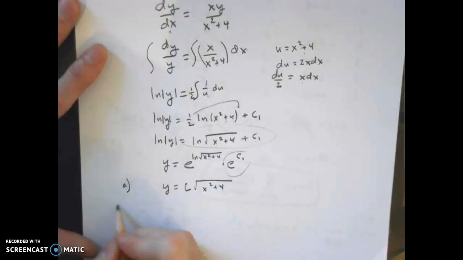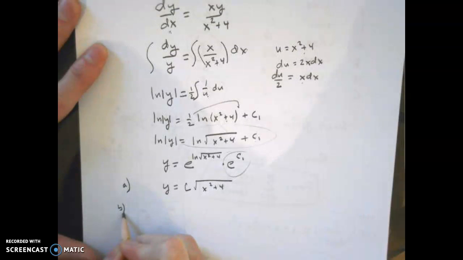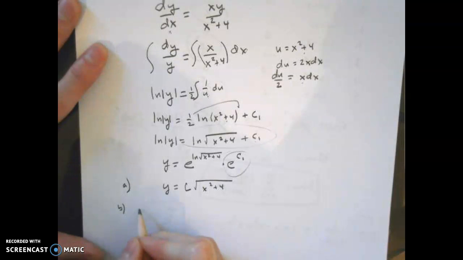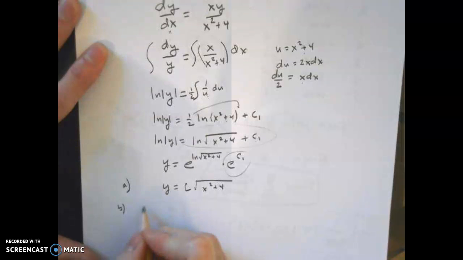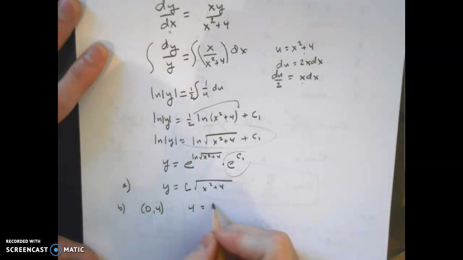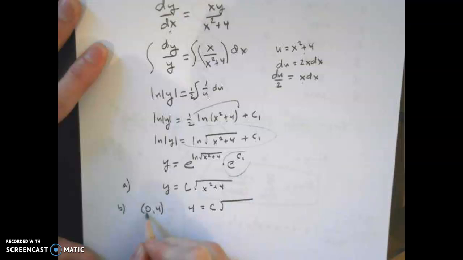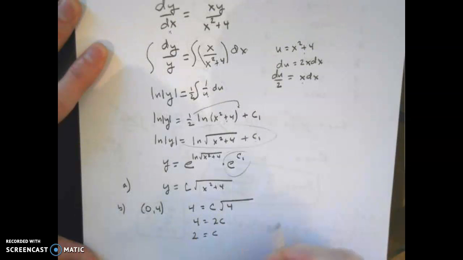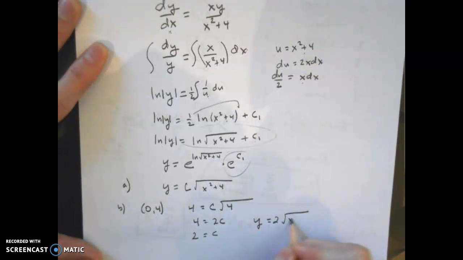In part B, they give us an initial condition. They tell us to find the particular solution, with the point (0, 4). So you can plug in 4 for y and solve for c. So x squared is 0, and we just get the square root of 4. So 4 equals 2c, and c will equal 2. So we get the particular equation: y equals 2 times the square root of x squared plus 4.